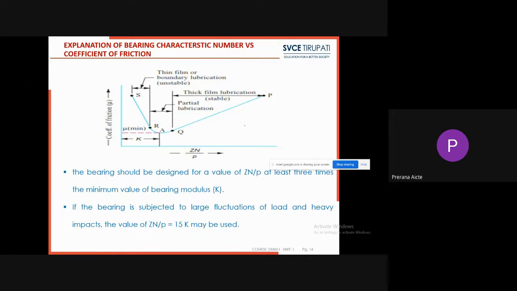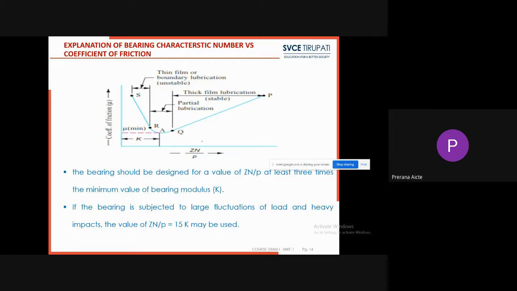Right. Next, here we have one small graph. From this graph, we have to understand the bulk modulus. What is the bulk modulus actually? When you keep applying lubrication oil between the journal and the bearing, if the bulk modulus value is very high, that type of lubrication is called thick film lubrication. If the bulk modulus value is low, that is called thin film lubrication.